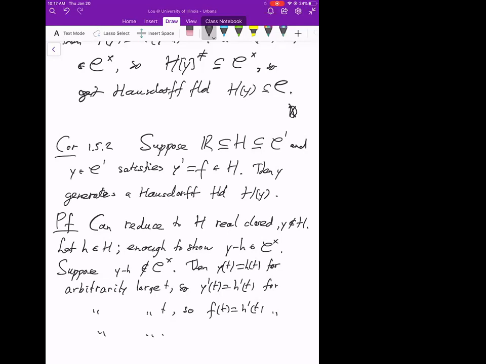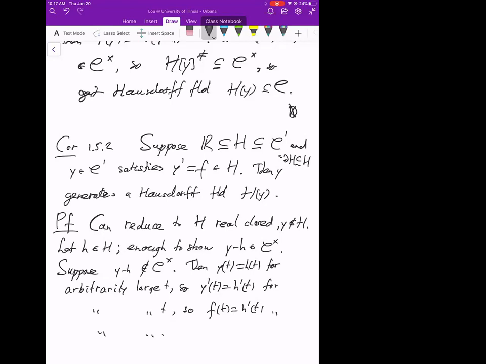So maybe I should add to the assumption that H is, well, what amounts to saying that H is a Hardy field, namely closed under taking derivatives, right? Let me write it this way: delta H contained in H. So delta means take the derivatives of the elements in capital H and assume that they are again in H. That's really the definition of a Hardy field.